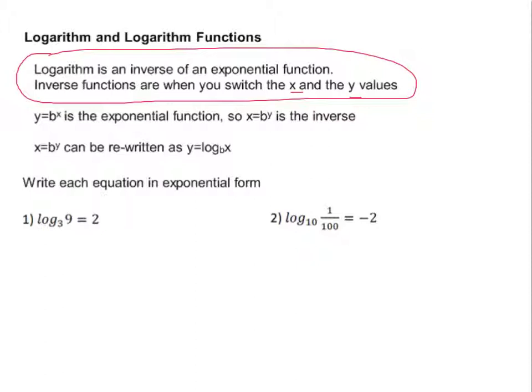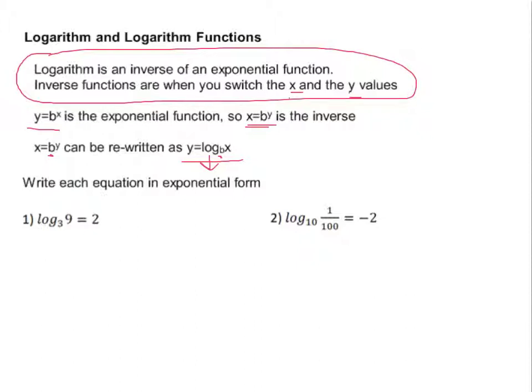So if we have y equals b to the x, our exponential function, x equals b to the y would be the inverse. We just simply swapped the x and the y values. And another way to write x equals b to the y is y equals log base b of x. And log stands for our logarithm function. Notice b, our base value, is also b, our base value, on the log as well. So what we're going to do is just practice writing it in either form.